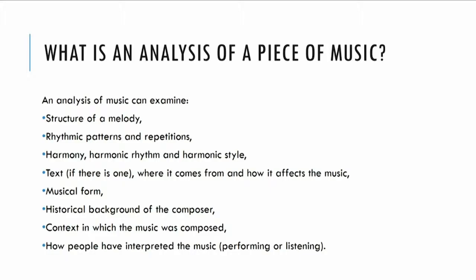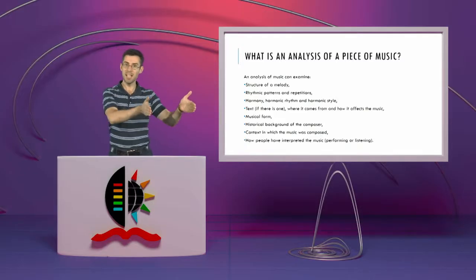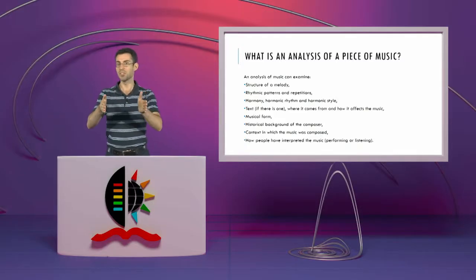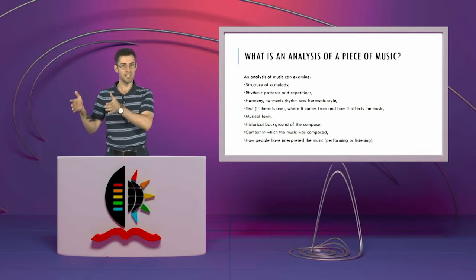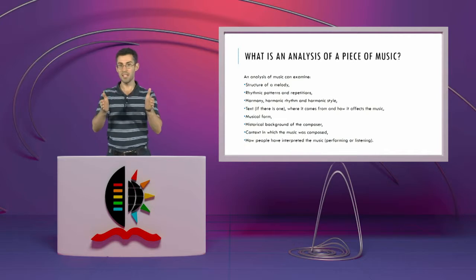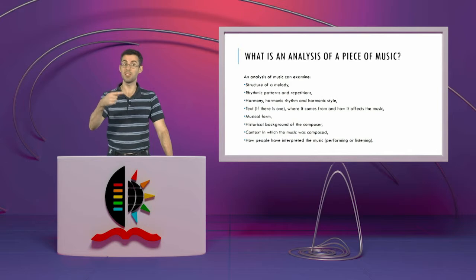Then we might look at the musical form. How is the music set in the greater context of its performance? Is there an A section? Is there a B section? Is there a C section? And then, are those sections connected in some particular way, or are they quite distinct? The musical form might also be related to the text.